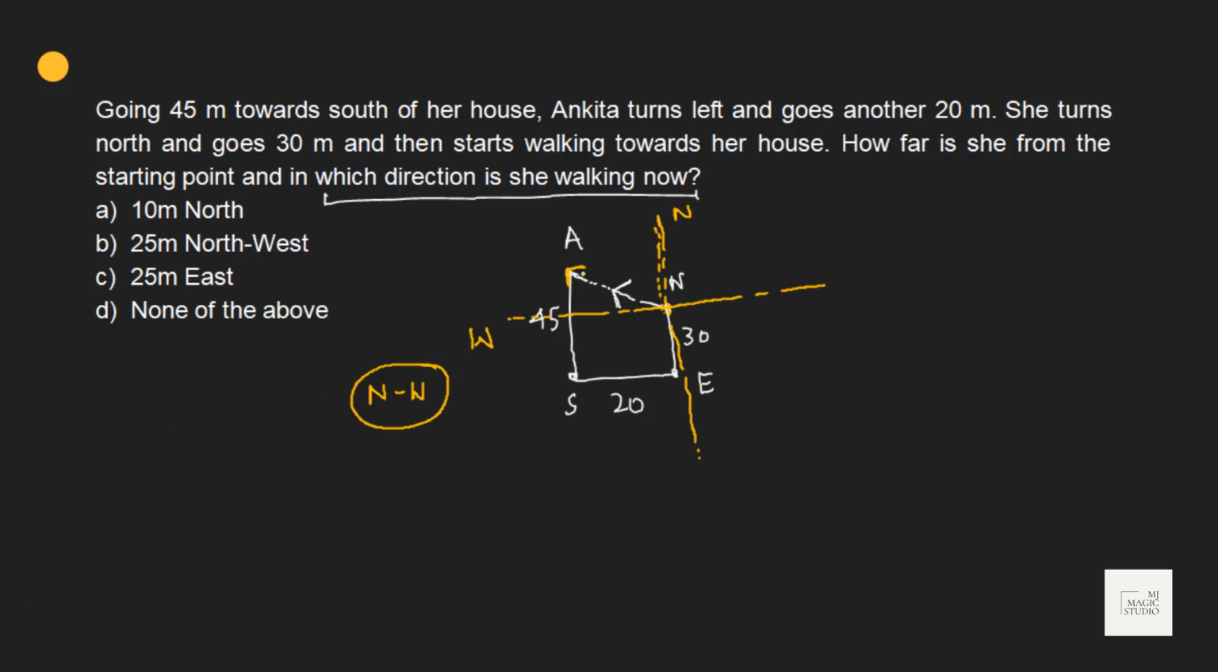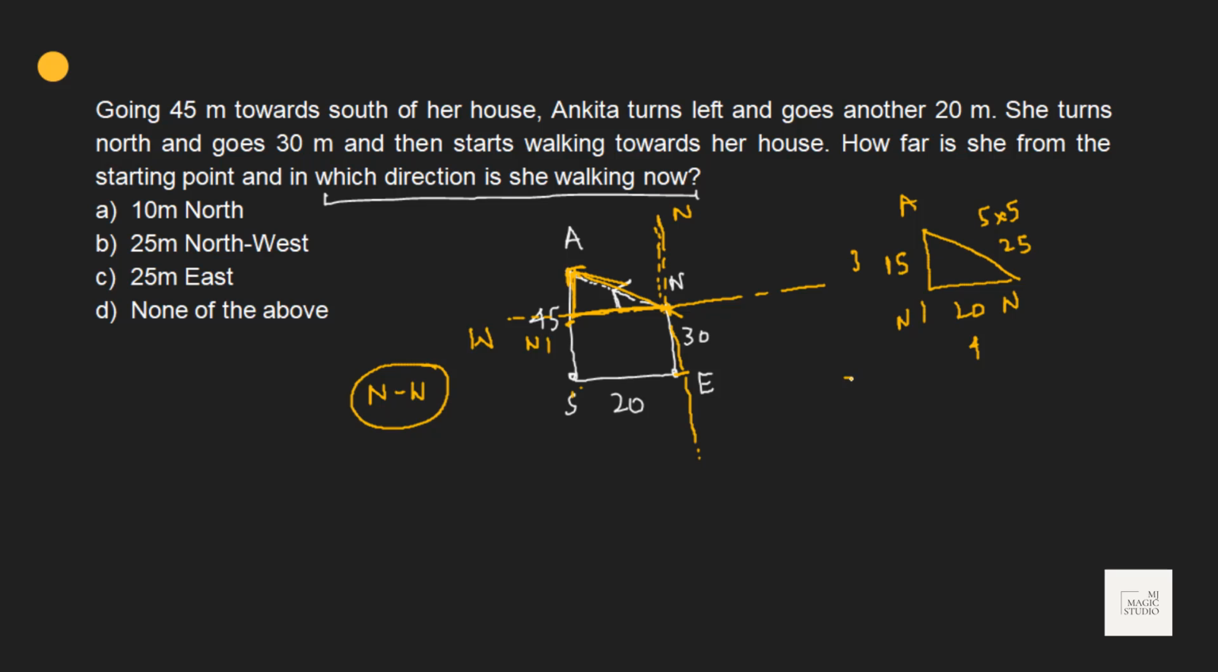And how far is she from the starting point? For that we can take help of this particular right angle triangle, isn't it? In this right angle triangle, this distance N dash, and this is A, N dash is 20. We can see that it's a rectangle now. So AS was 45 and NE is 30. So AN dash would be 45 minus 30, that is 15.